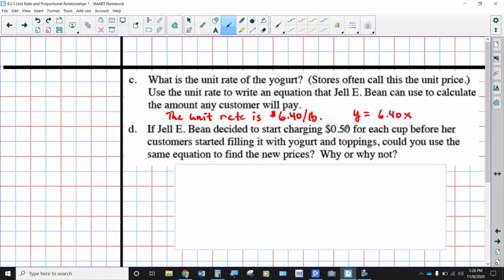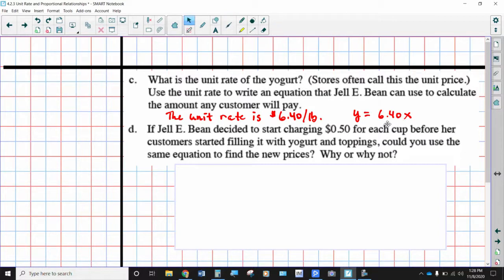So if Jelly Bean decided to start charging 50 cents for each cup on top of the cost of the yogurt, would this still be considered proportional? Would you still be able to use this equation for that situation? And the answer is no.